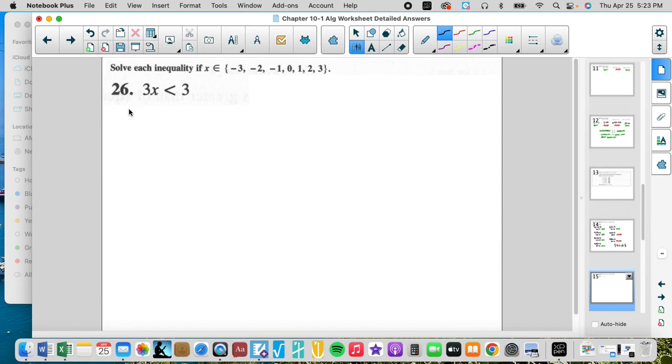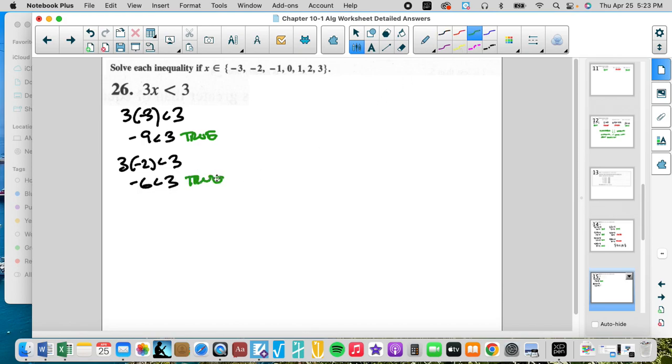How many of these are we going to have to do? Hopefully not a lot. So we have 3 times -3 less than 3, is -9 less than 3. That's going to be true. Is 3 times -2 less than 3, is -6 less than 3. That's going to be true. Is 3 times -1 less than 3, is -3 less than 3. That's going to be true. 3 times 0 less than 3 is 0 less than 3. That's going to be true.